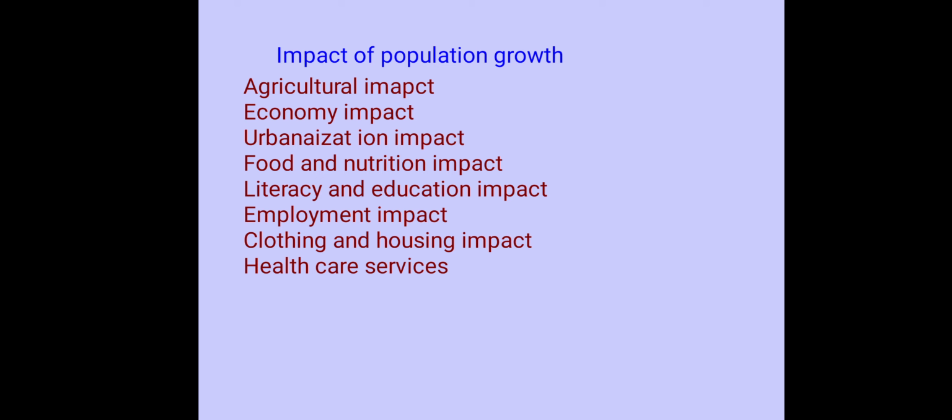And the healthcare system. Due to overcrowding or overpopulation, equal distribution of health services cannot be possible. So these types of impacts come from the overgrowth of population or overpopulation. So this is all about demography.